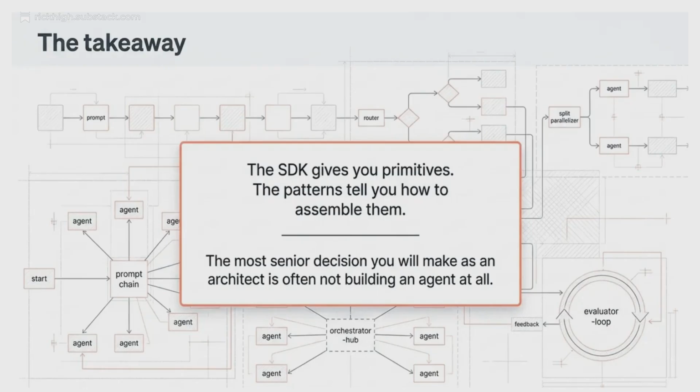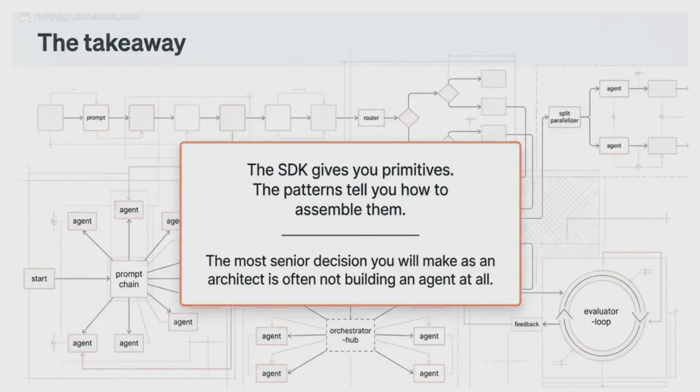Orchestrator workers and full agents hand control to the model and map onto dynamic subagent delegation. Evaluator optimizer is a reviewer subagent loop. The pattern that matters most is the one before all of them. Reach for the simplest thing that works. Prove that complexity earns its keep before you add it. And remember that the most senior decision is often not building an agent.